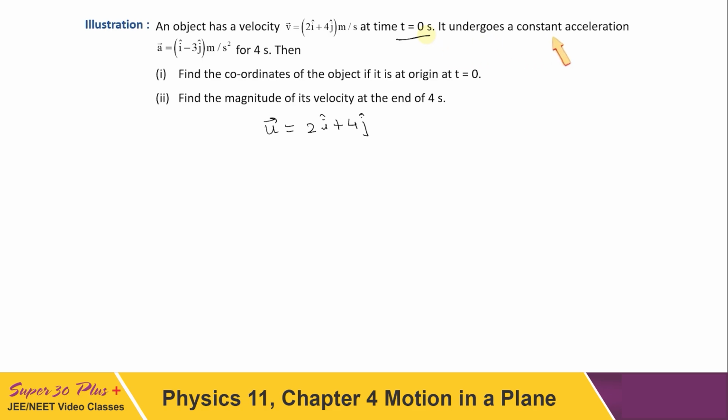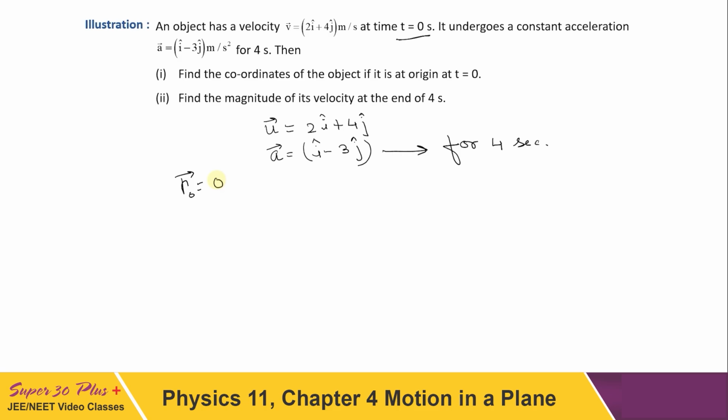It is undergoing a constant acceleration. Acceleration is provided here, which is i minus 3j, and this acceleration is only for 4 seconds. First, it is asking to find the coordinates of the object if it is at the origin at t is equal to 0. So the initial position r0 is equal to 0 at t is equal to 0. Which equation should we use? It is asking the coordinates of the object at the end of 4 seconds. So we should write s is equal to ut plus half at square.